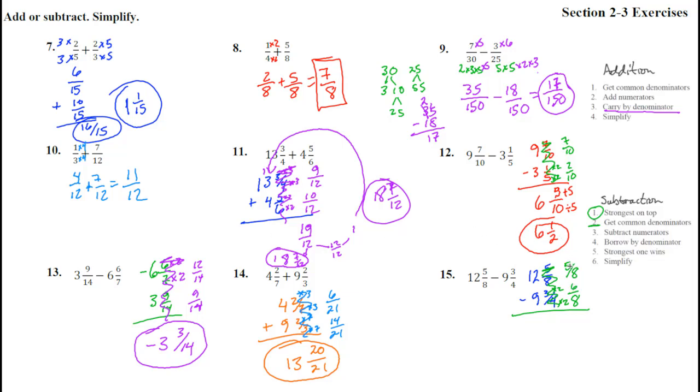5/8 minus 6/8. 5 is too small. We can't take it away, so we got to borrow from the 2. That becomes a 1. And that you add 8/8 over here. So we really have 13/8. 13/8 minus 6/8 is 7/8. Oh, that was a lot of changing. Then 11 minus 9 is 2. And the strongest one wins. 2 and 7/8. Let's circle that a little bit nicer. There we go. Great.